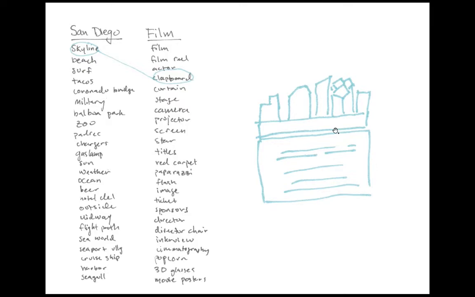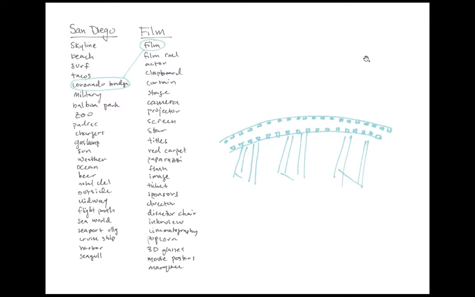Raw and type is shown as lines. It's not even written out. It's just a rough idea. The Coronado Bridge and the strip of film. Okay, that's another potential idea for San Diego Film Festival.